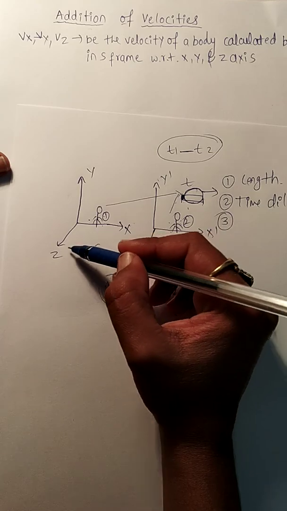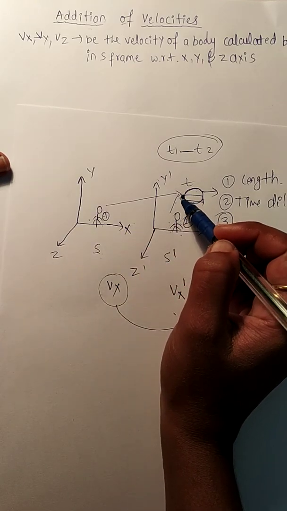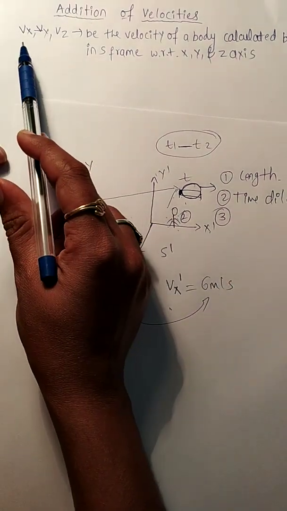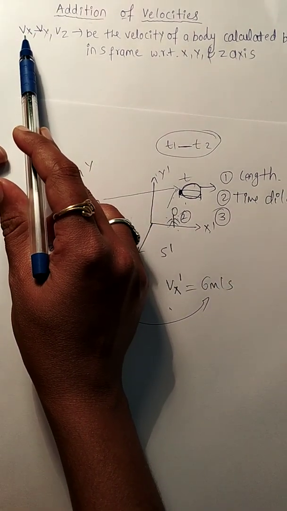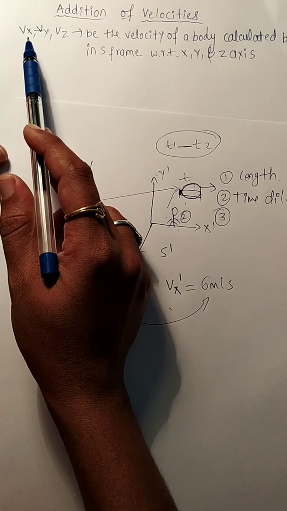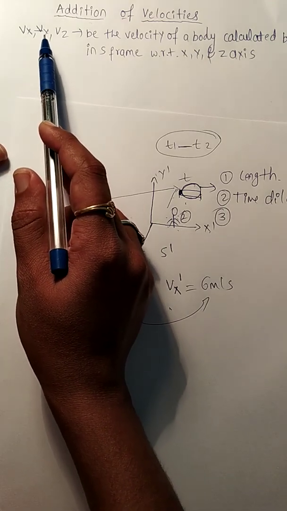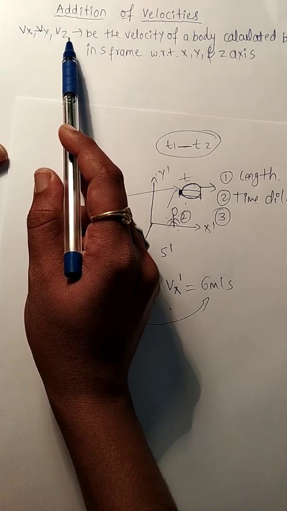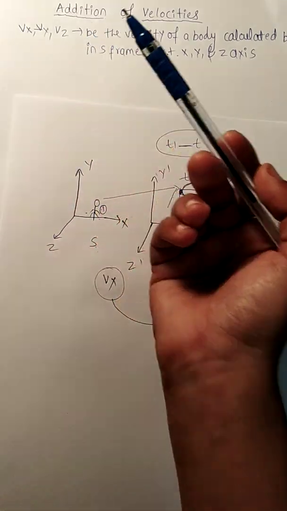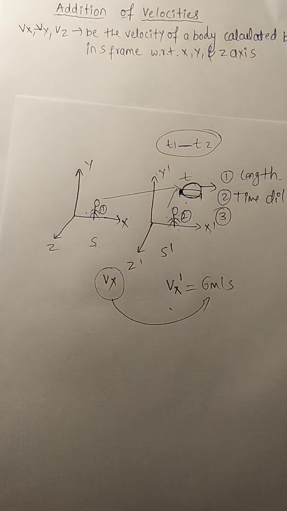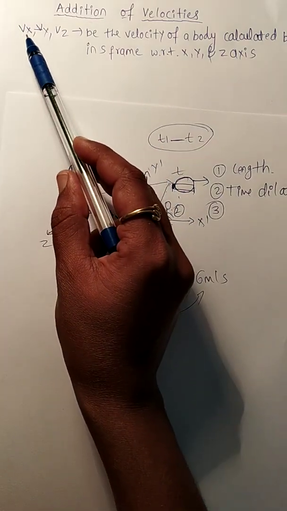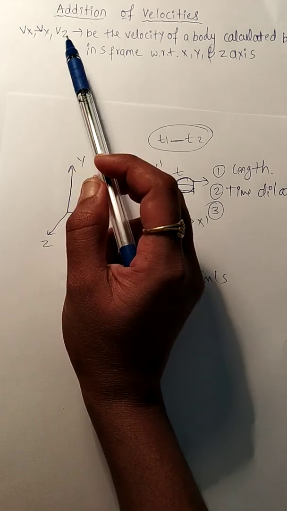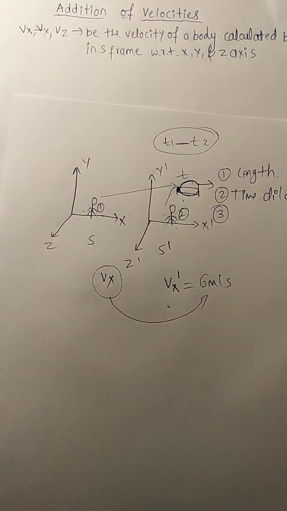And with respect to the z axis, how his velocity will be changing, he will name it as what? Phi z. Understanding? So phi x is the velocity of a body in the S frame with respect to the x axis. Phi y is the velocity of a body in the S frame with respect to the y axis, whereas phi z is the velocity of a body with respect to the z axis in the S frame only. Okay, so in the S frame, with respect to the x axis the velocity is phi x, with respect to the y axis the velocity is phi y, and with respect to the z axis the velocity is phi z.